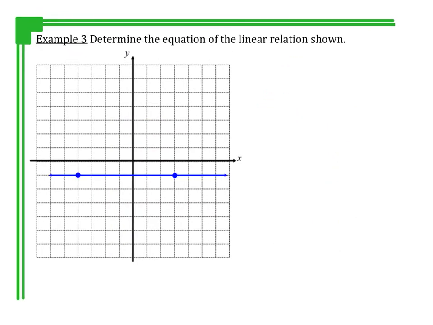In example number 3, the line that is given is a horizontal line. Let's see what happens when we determine its equation. So y equals mx plus b, starting by identifying the y-intercept, which occurs right here on the line. So the value of b is -1. Then let's calculate the slope.